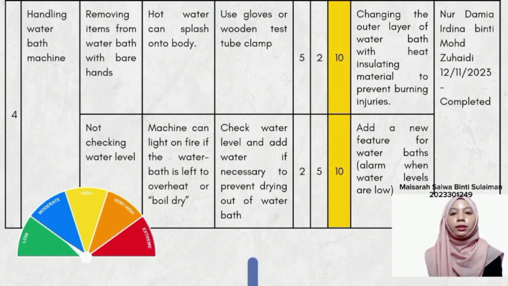The recommended countermeasure is changing the outer layer of the water bath with heat insulating material to prevent burning injuries. The other existing risk control is to check the water level and add water if necessary to prevent drying out of the water bath. The likelihood of this risk is 2 and the severity is 5, hence the risk value is 10, which is medium risk level. This risk control is completed by Nur Damia Idina binti Muhammad Zuhaidi on 12 November 2023.